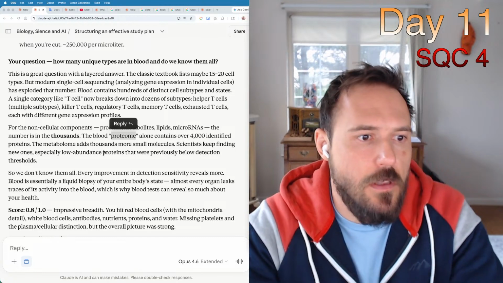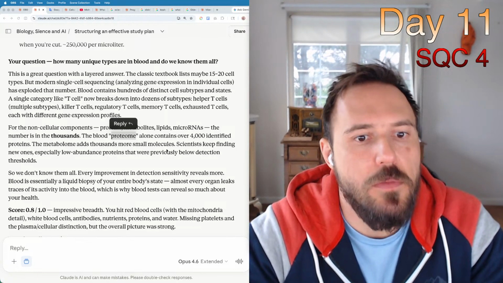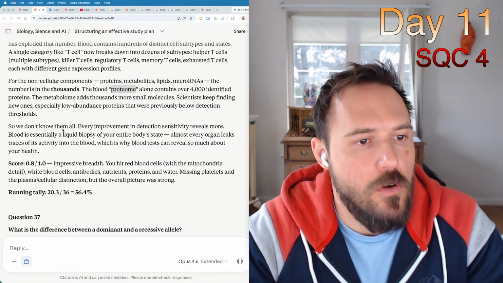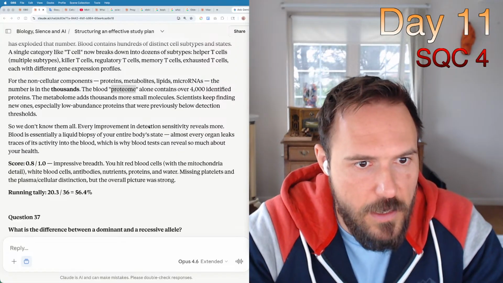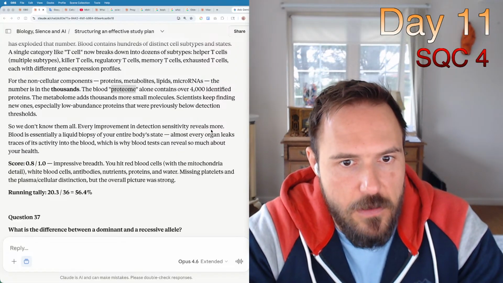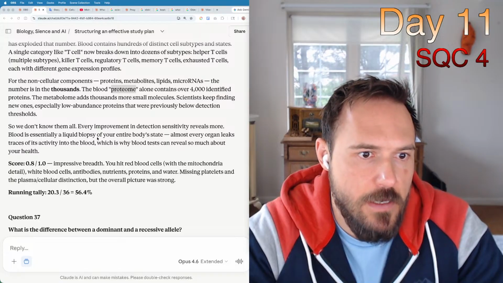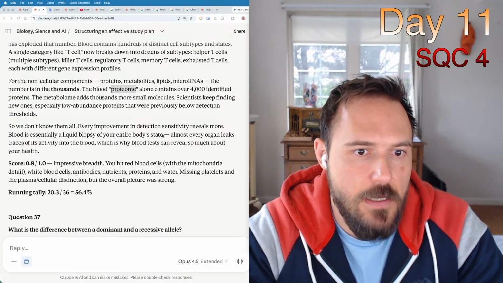Contains over 4,000 proteins that metabolize thousands of small molecules. Scientists keep finding more, specifically. So we don't know them all. Every improvement in detection sensitivity reveals more. Blood is essentially a liquid biopsy of your entire body state.